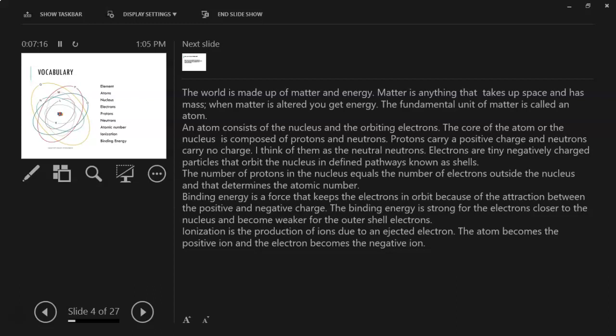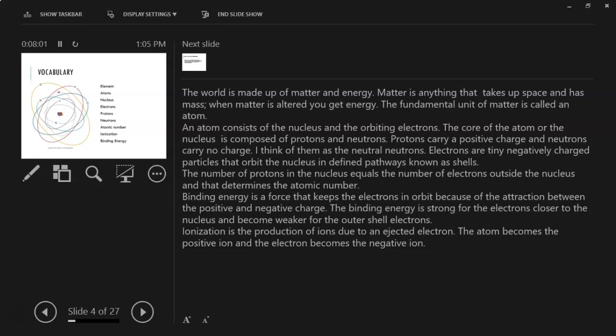The number of protons in the nucleus equals the number of electrons outside the nucleus, and that determines the atomic number. Binding energy is a force that keeps the electrons in orbit because of the attraction between positive and negative. The binding energy is strong for the electron that's closest. We're going to talk about the K shell in relation to the production of X-rays. So just remember that the K shell is closest to the nucleus and it binds the strongest. The binding energy is strong for the electron closer to the nucleus, and it becomes weaker for the outer shell electrons.